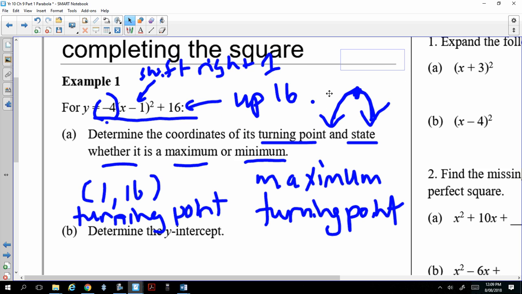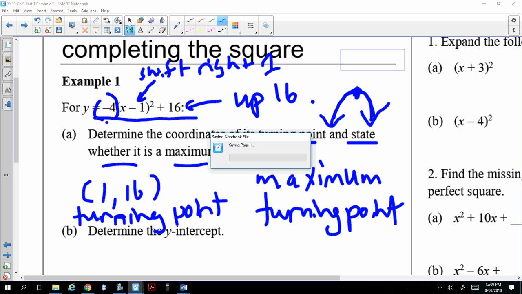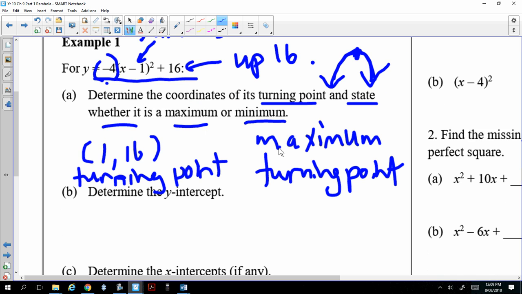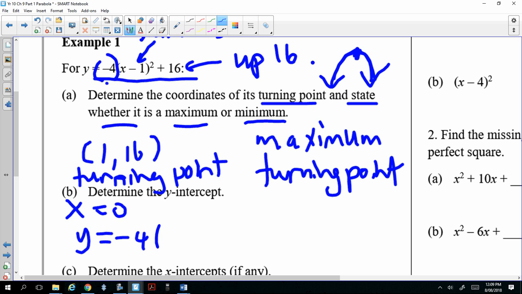All right, continuing. Let's determine the y-intercept. How do you determine the y-intercept? That's when x is 0. Let's substitute 0 into x. -4(0 - 1)² + 16. And you don't have to use a calculator because (-1)² is 1. 1 times -4 is -4. Plus 16 is 12. Okay, or you can just use your calculator.